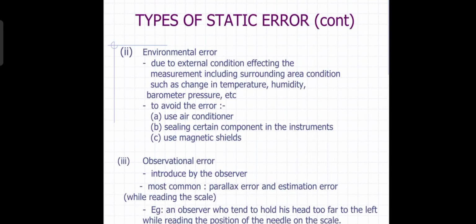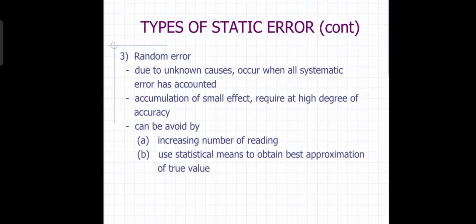The next is observational error. It is introduced by the observer. The most common errors are parallax error and estimation error. For example, an observer can hold his head too far to the left while reading the position of the needle on the scale. Then the third type of error is random error.